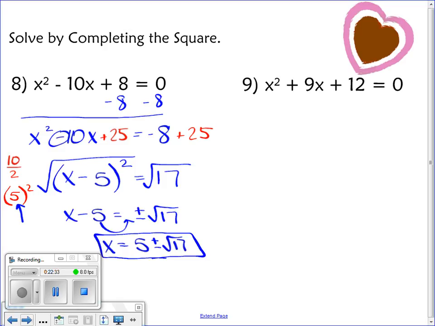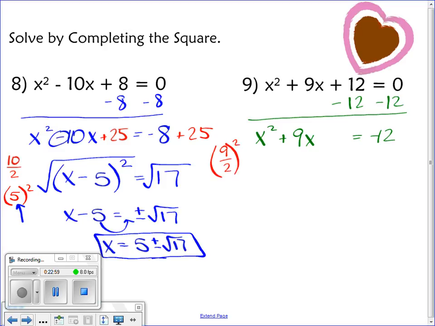All right, so number 9, what's the first thing we do? Let's subtract your c. Move that over there. So x squared plus 9x equals negative 12. Divide by a. I don't have to worry about that this time. All right, what's your b value? 9. Divided by 2. It doesn't divide nicely, so just leave it. And then we square. Good. So that'd be 81 over 4. So 81 over 4, we add that to both sides. Oops, I just wrote the wrong number. 81 over 4.